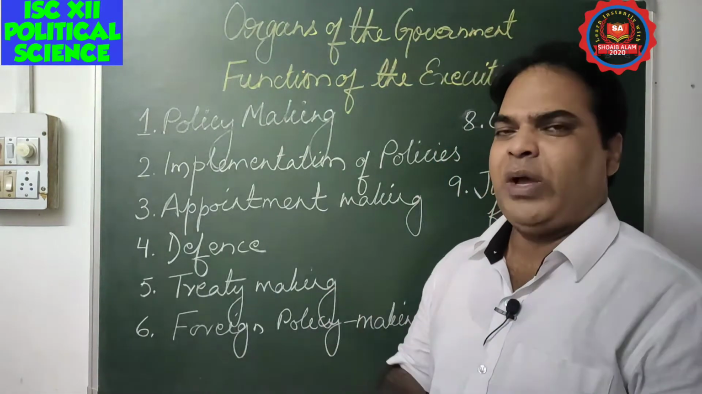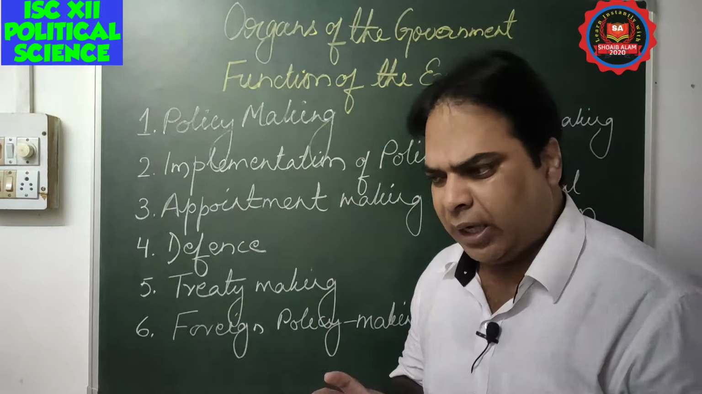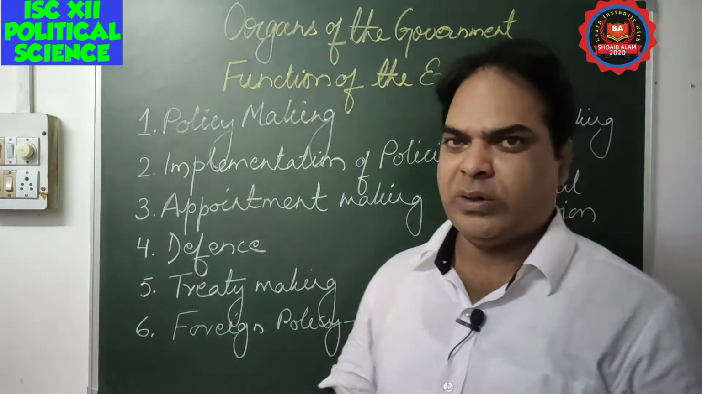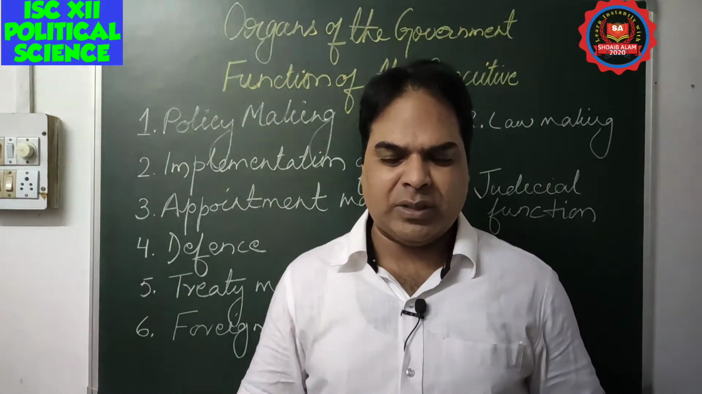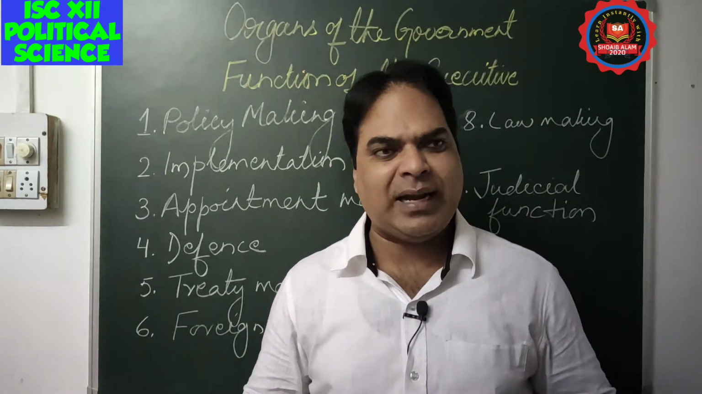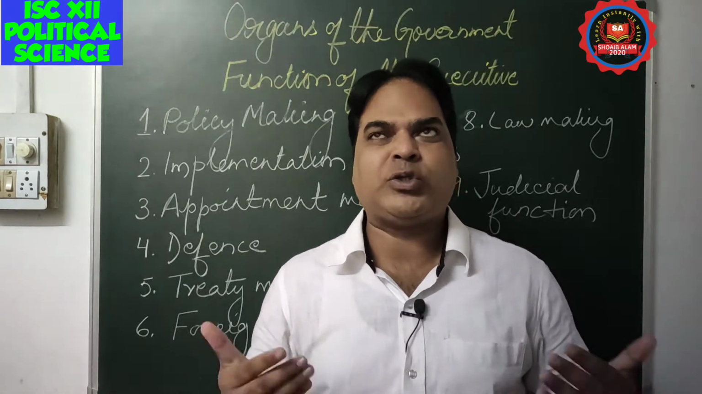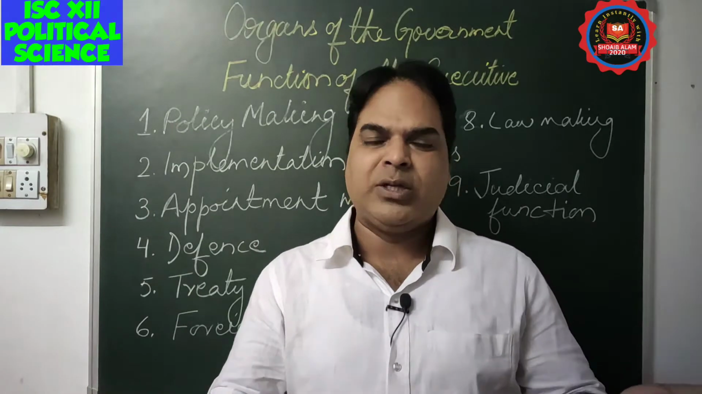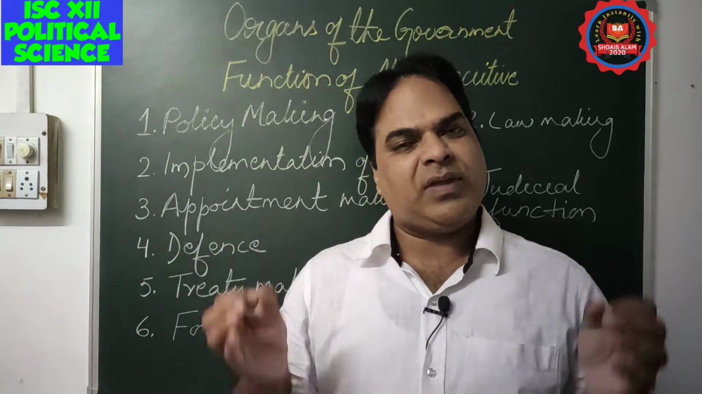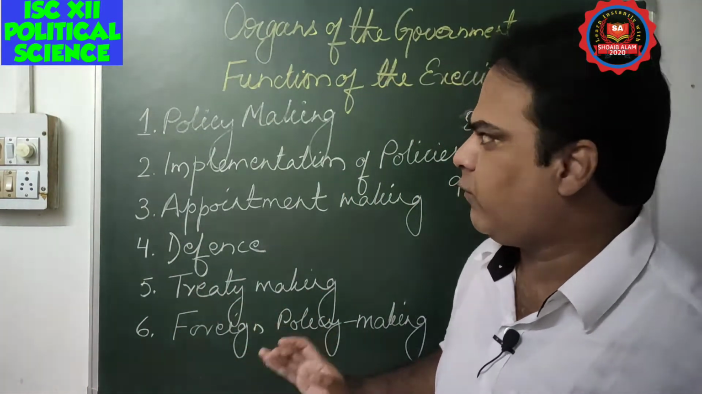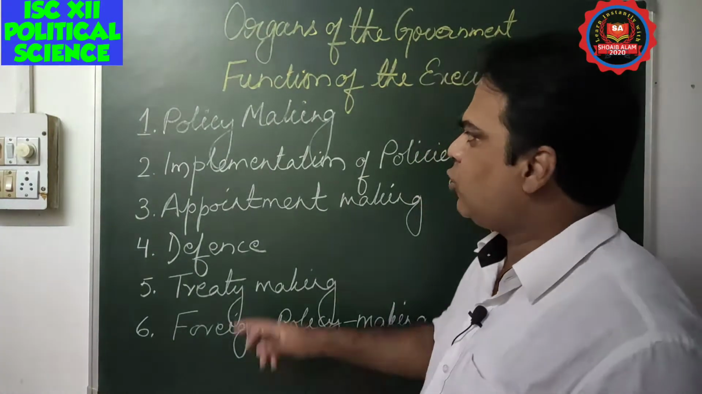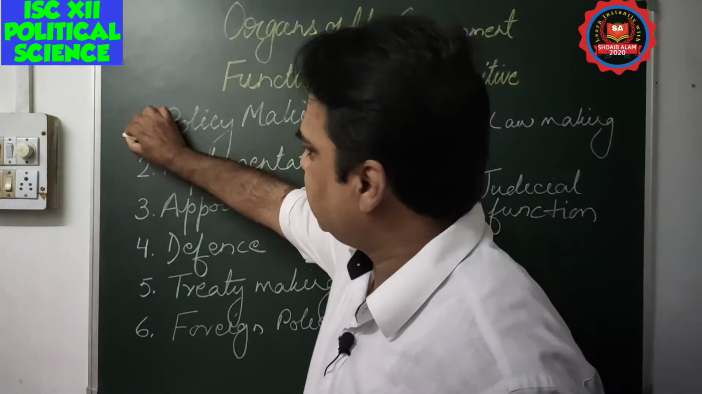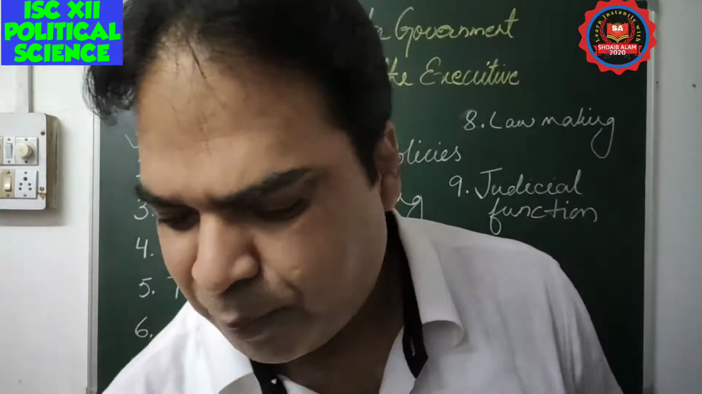Whoever is in the government forms the policy because they have been chosen to rule the country. Ruling means framing policies and looking after the administration, and coming up with different policies which suit the nation as well as uplift the economic development of the country. All those things are completely in the hands of the executive. So the first and foremost important function of the executive is to make policies.